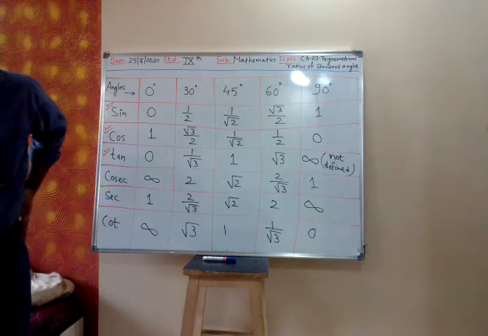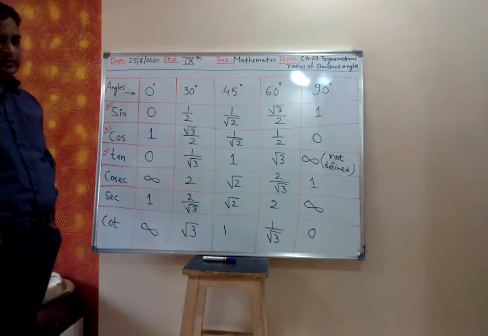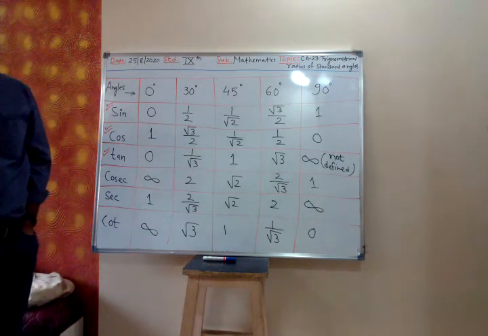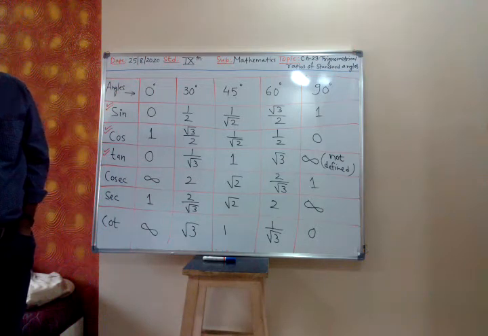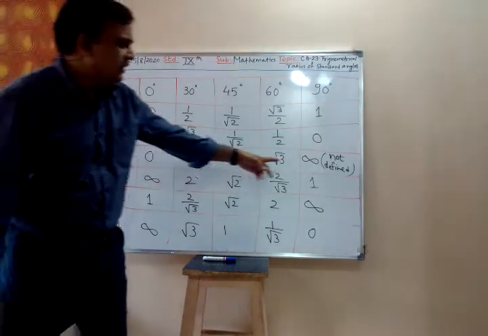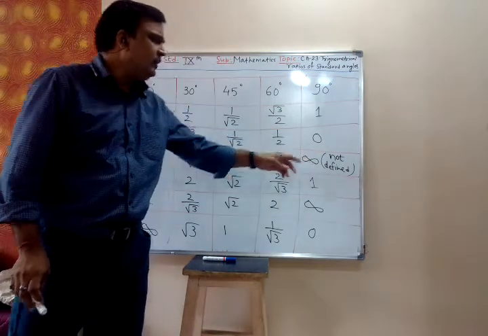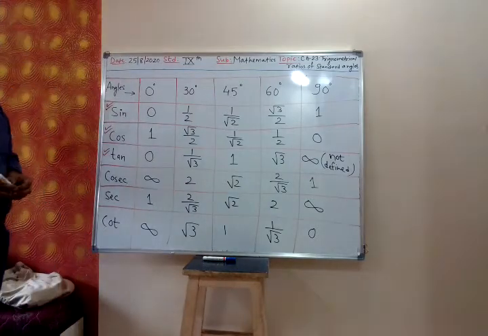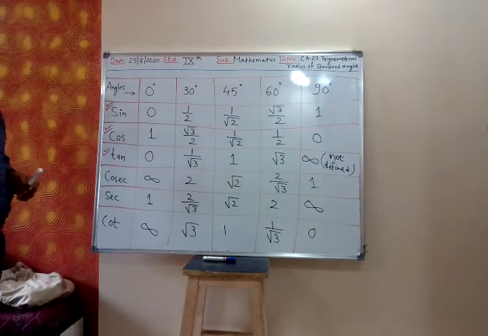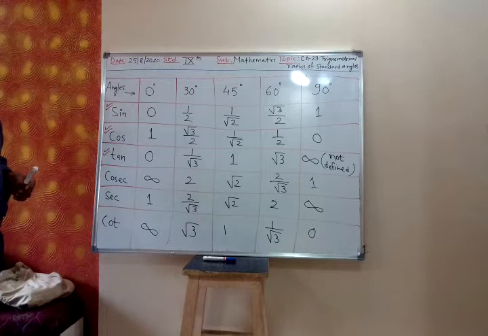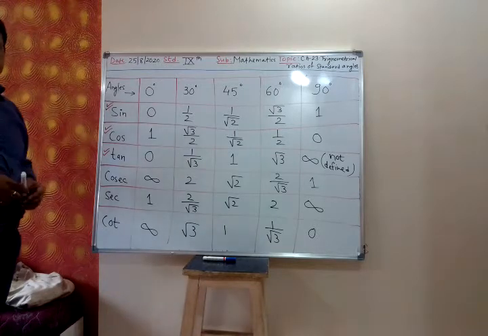Now this chart is over, so I can start problems based on this. You write infinity. So whenever the denominator is 0, you write infinity. Infinity means it is not defined.